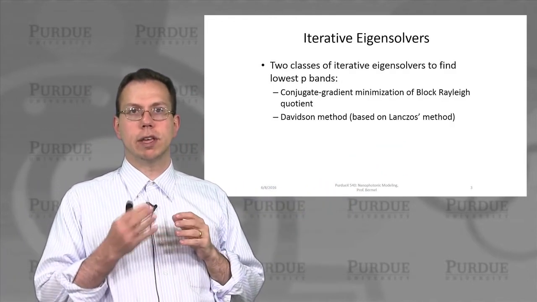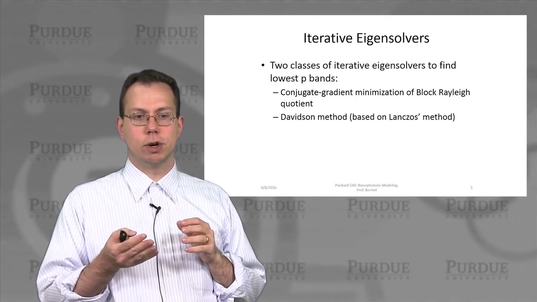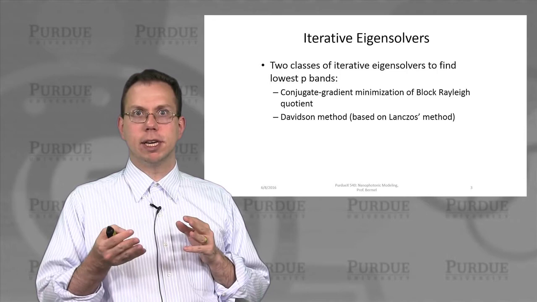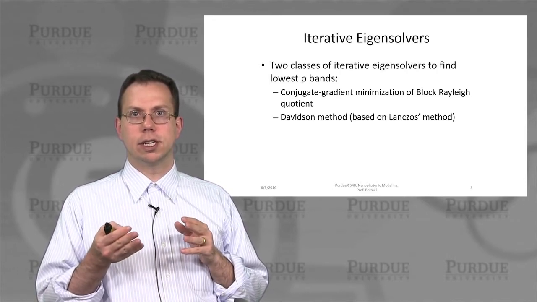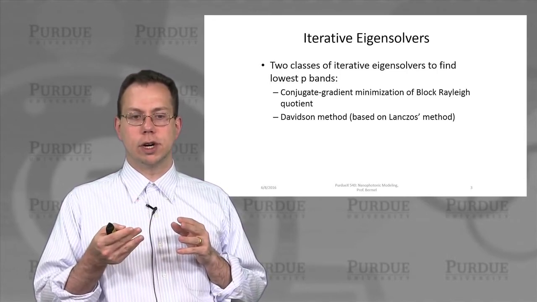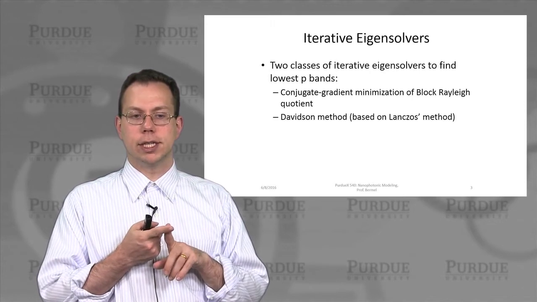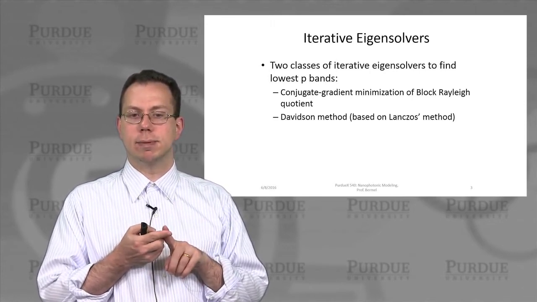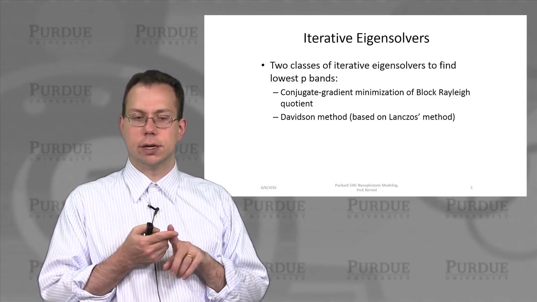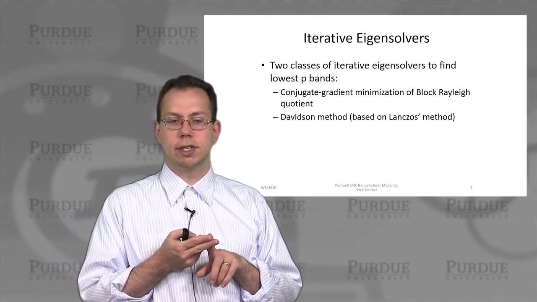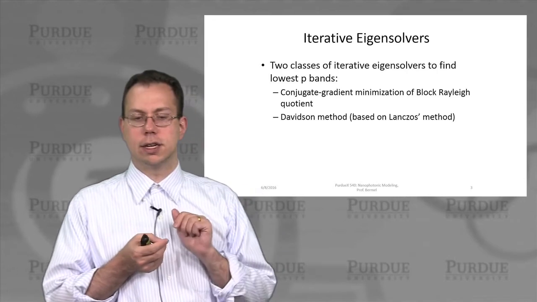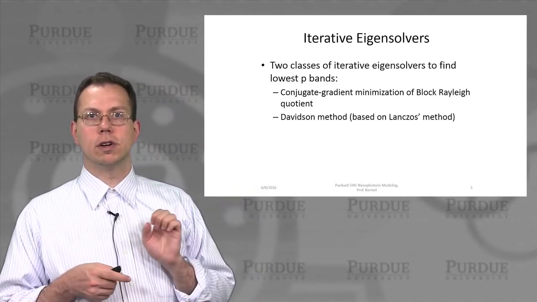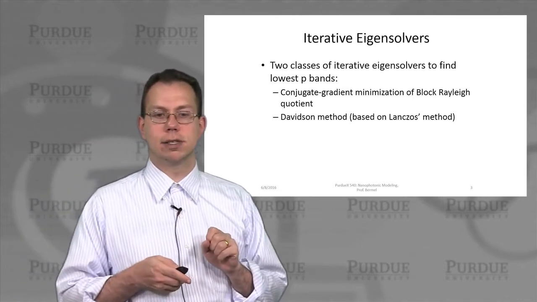And then in terms of implementing the actual solution in more detail, remember we only want to work with p-bands because that's much more computationally efficient and reduces our storage. So we have two choices that we can consider. First is conjugate gradient minimization of the Bloch-Rayleigh quotient. And the second is called the Davidson method, which is related to the Lanczos methods. Probably most of you don't know what that is, which is fine, but I'll explain that right now.